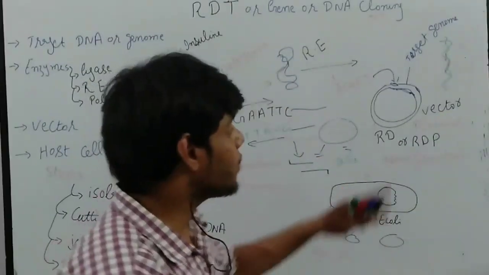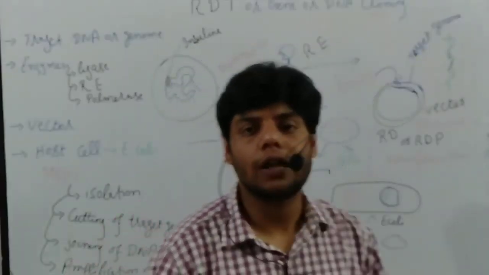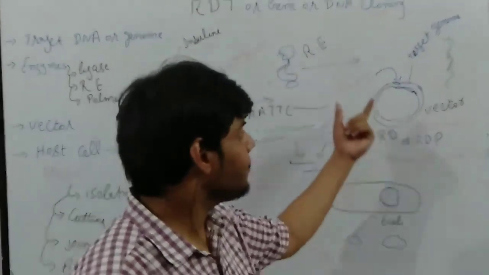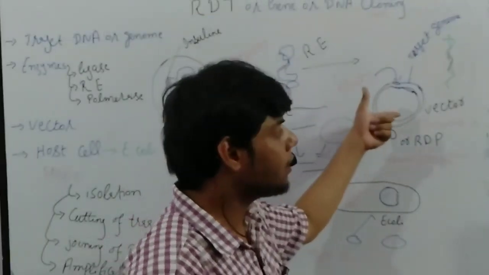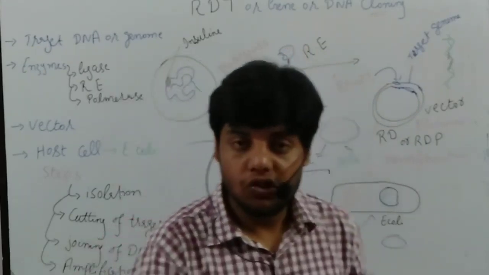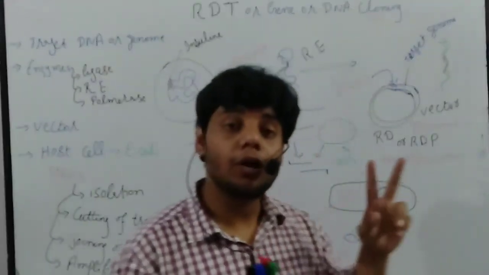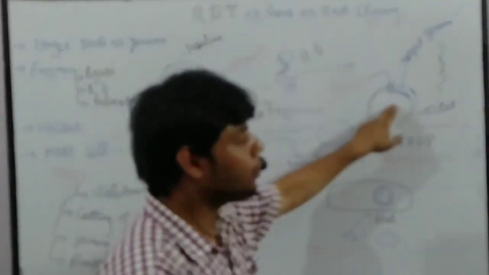Okay, then we also talk that the same enzyme is also applied on the vector. Why? Because we talk that if we didn't apply the same enzyme on each of the genes, on each of the vector or on each of our genes, then it will not produce the sticky end. It will not produce the sticky end which is complementary to each other.